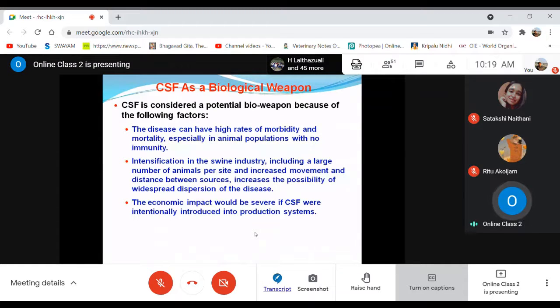Then the economic impact is highly important due to the high mortality. Whenever this disease is introduced in the production system and the swine industry, it will give a great economic impact. That means great loss due to the high mortality of this disease. Automatically the country will face a very difficult situation and trouble, particularly in the national economy, right? So this way, this virus or disease can be utilized as a biological weapon, right?